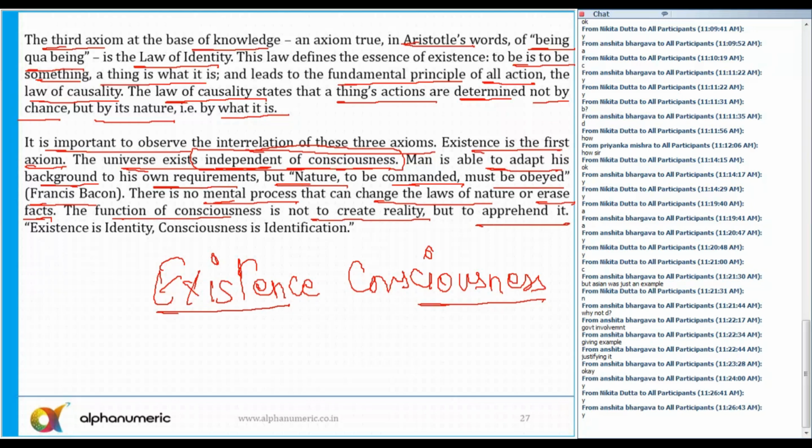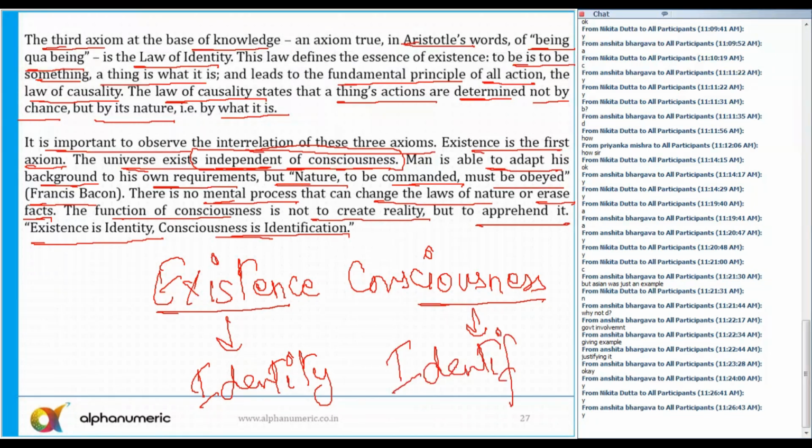Now, this last line is important. Existence is identity. Consciousness is identification. So what is existence? Existence is somebody's or something's identity. And when you perceive this identity, that is consciousness. It is identification.